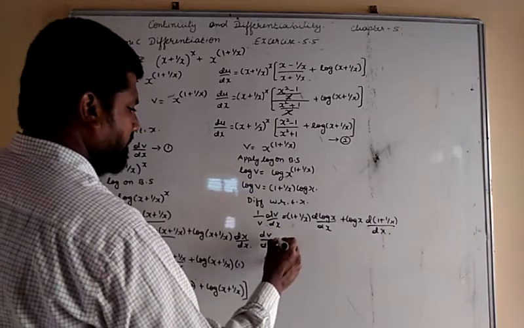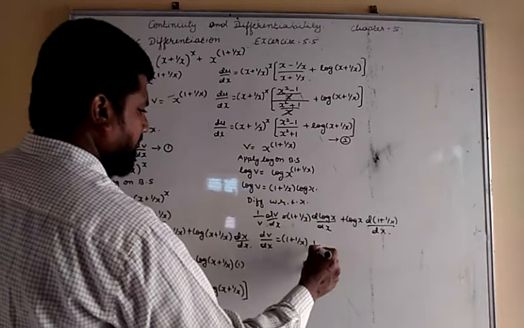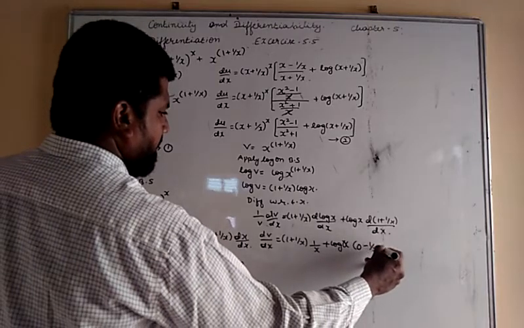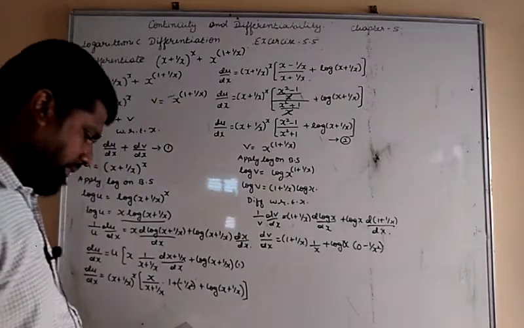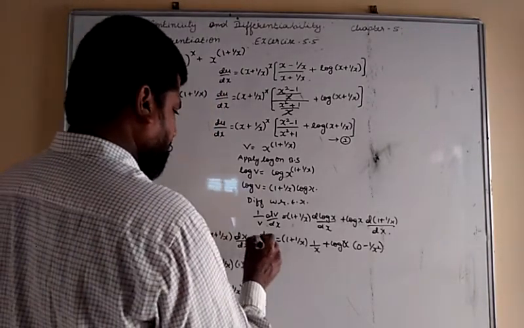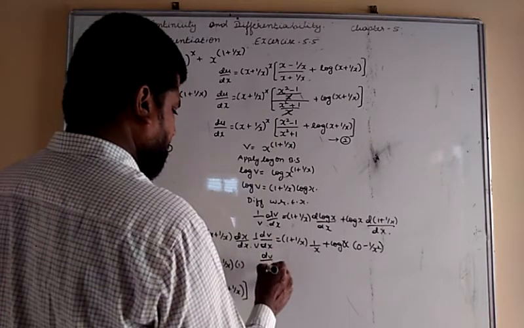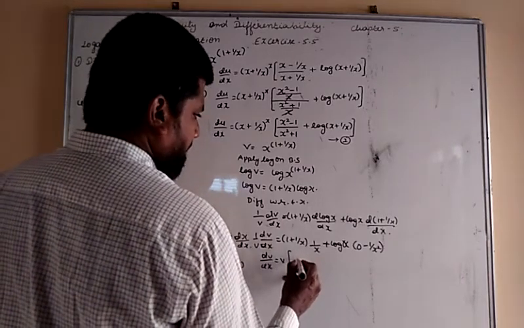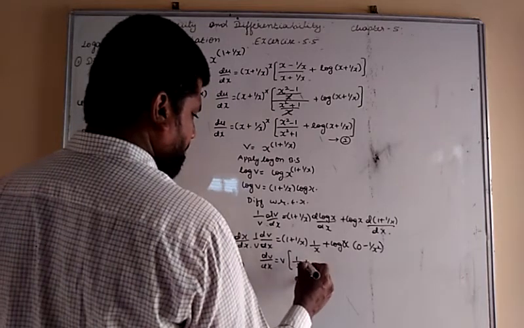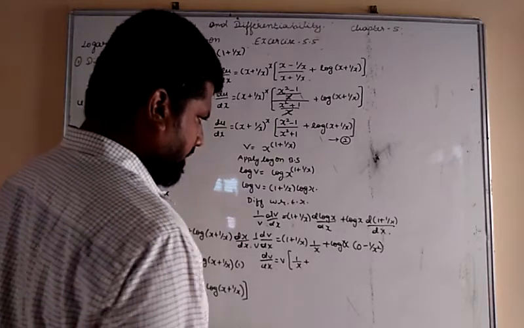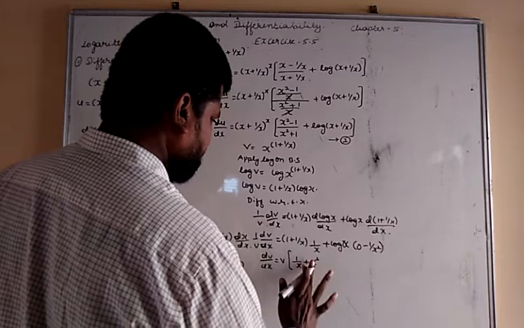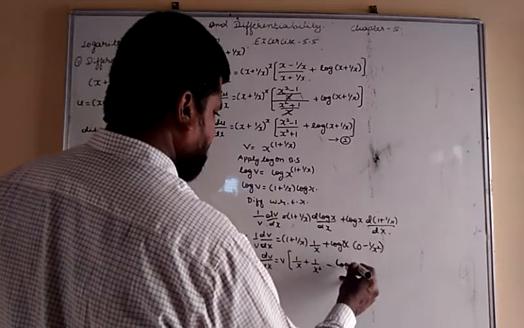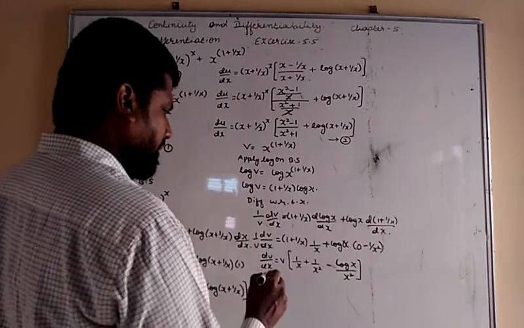1/v dv/dx = (1 + 1/x) into 1/x plus log x, then the differentiation of 1 is 0, minus 1/x^2. Then here 1/v is there, so dv/dx = v into [if you multiply this, 1/x into 1/x gives 1/x^2, 1/x^2 plus 1/x^2 minus log x / x^2].